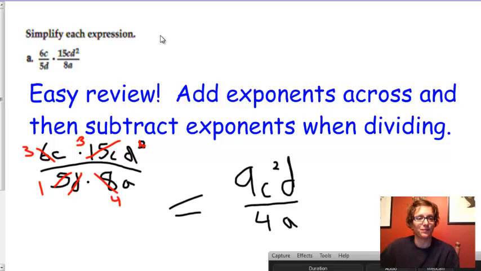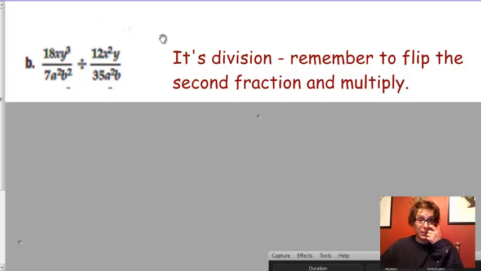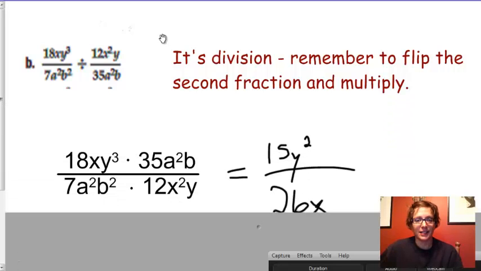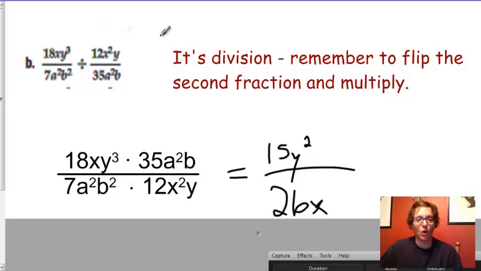That one's easy. You can do it when it's dividing too. Remember, all you have to do is flip the fraction, the second fraction, and then just multiply straight across. So that's going to give me this expression. I'm going to cross off repeats. I've got an a squared and an a squared. I've got a 1x up here.